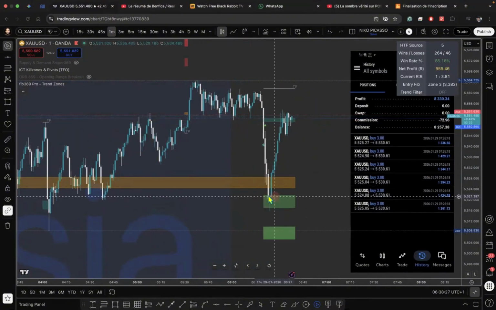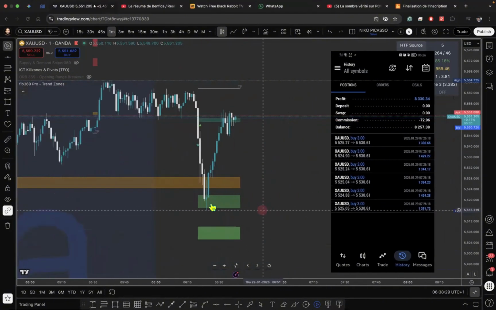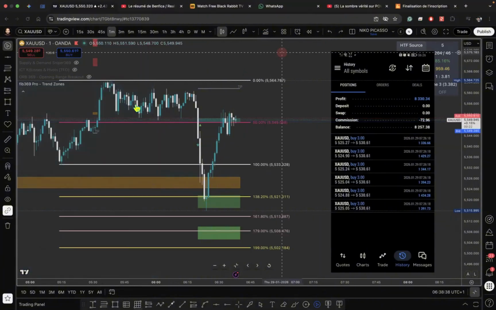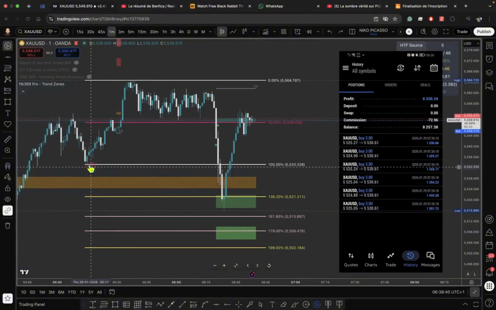And three was based on this area. I could have entered before. I was waiting to see how price is going to move. But yeah, the setting was pretty straightforward. Place the Fibonacci here based on these pivot points. We also had a pivot point right here.